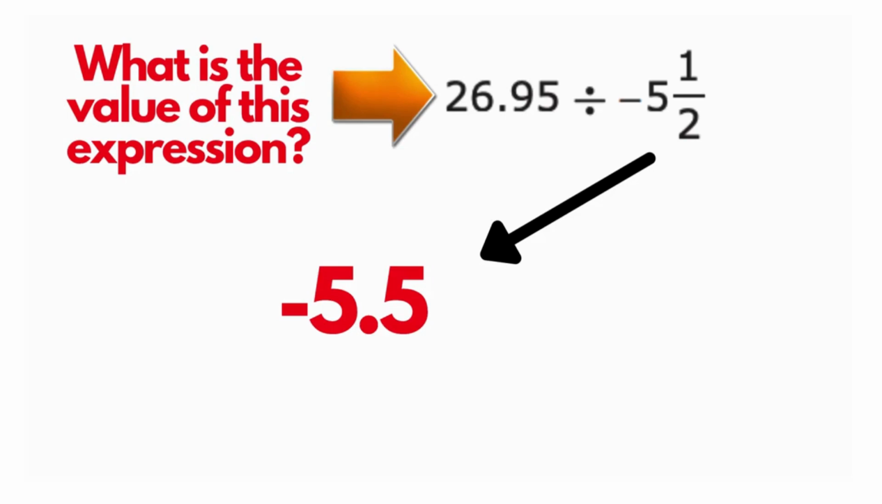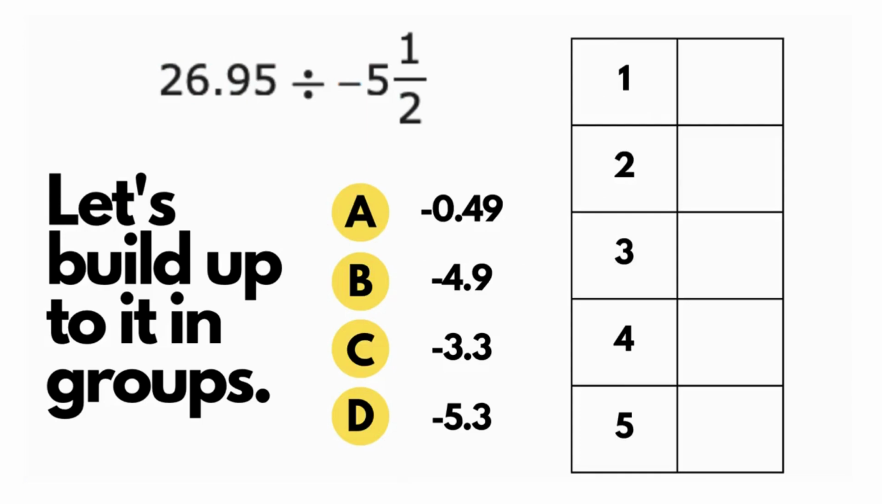So let's just break it down and put it into chunks and use a table. Let's build it up in groups. 26.95 divided by negative 5.5. We're just going to take one group at a time, and we're going to look at our answer choices A, B, C, and D, and we'll just eliminate as we go. So we're going to divide 26.95, which is really close to 27, into 5.5 groups.